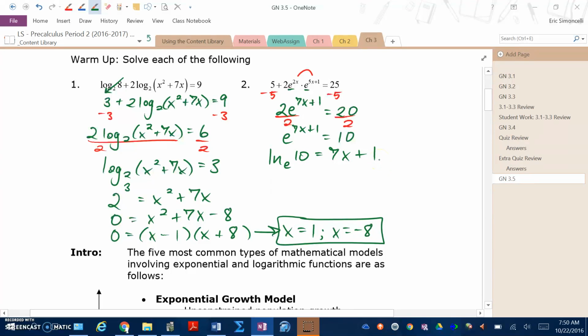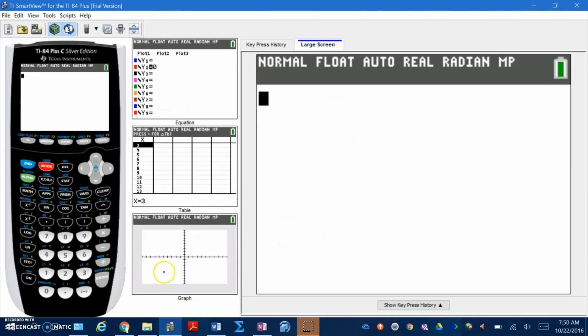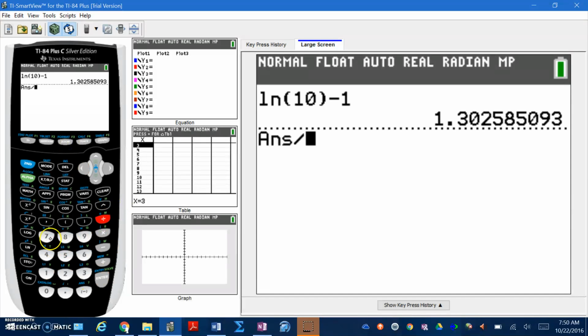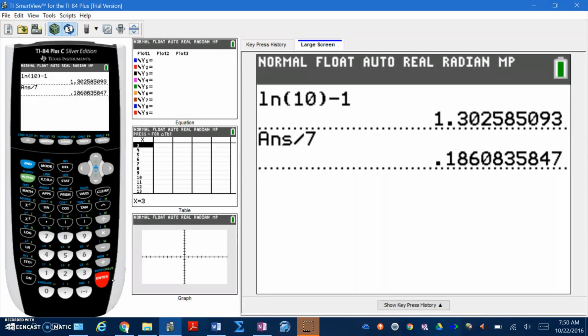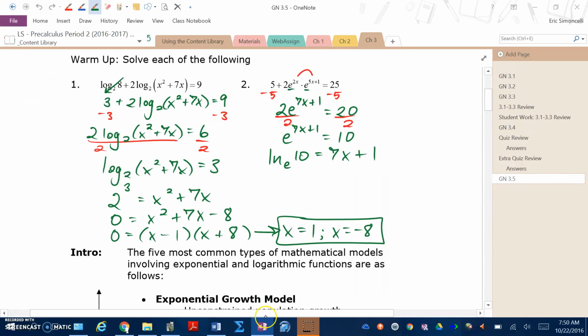If we go ahead and use our calculators, we'll take the natural log of 10, and then divide that, pardon me, we'll subtract 1, and then we'll divide that by 7. So natural log of 10 minus 1 divided by 7, and you'll end up with this, 0.186. And that's our final answer.